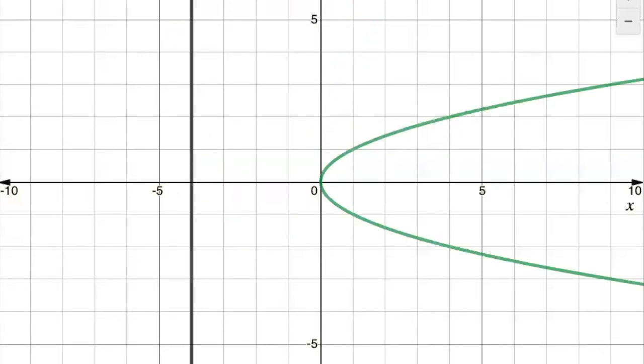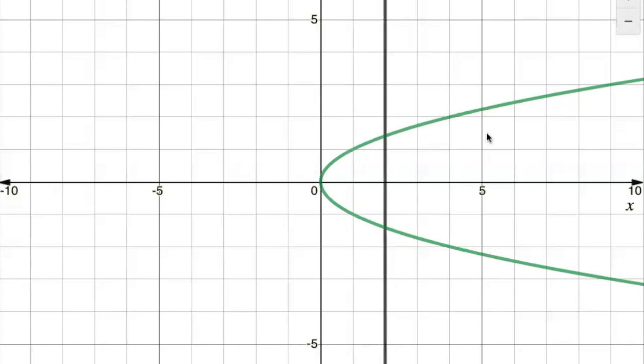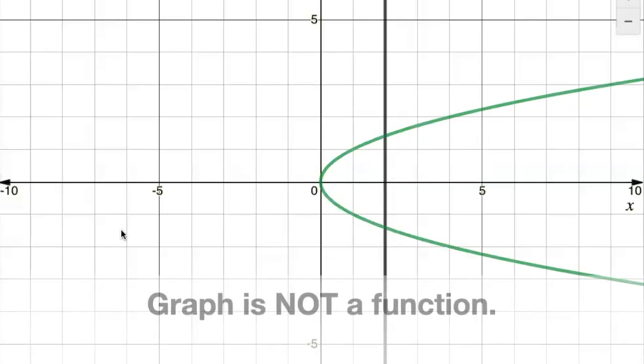Here's one last example, sort of a sideways parabola. As I move the vertical line across, you can quickly see I can find a location where I can place the vertical line and it intersects the graph in 2 points. As soon as that occurs, I know this is not a function.